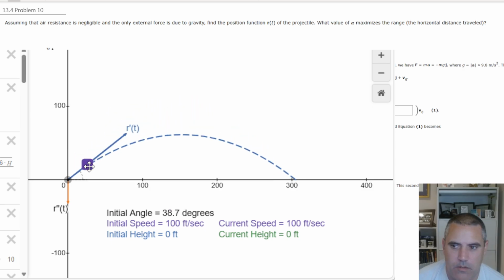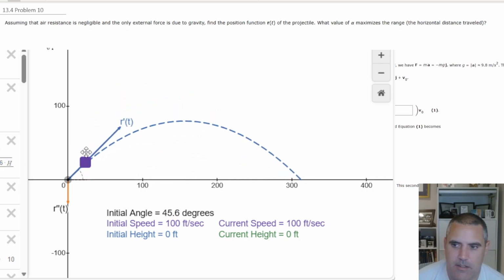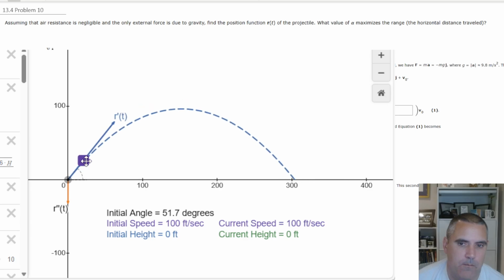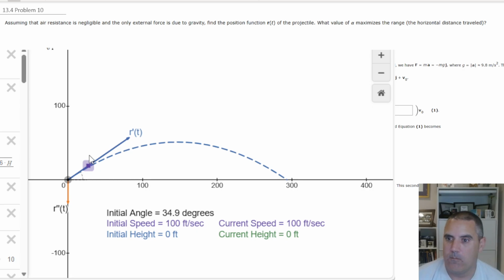What's the angle? If you make the angle too small, it doesn't go very far. If you make the angle too big, it does this. So what's the furthest you can get? Well, I think a lot of people already know that if all we're dealing with is air resistance, it's at 45 degrees. That's the furthest you're going to get. This problem just takes you through that in a vector way.